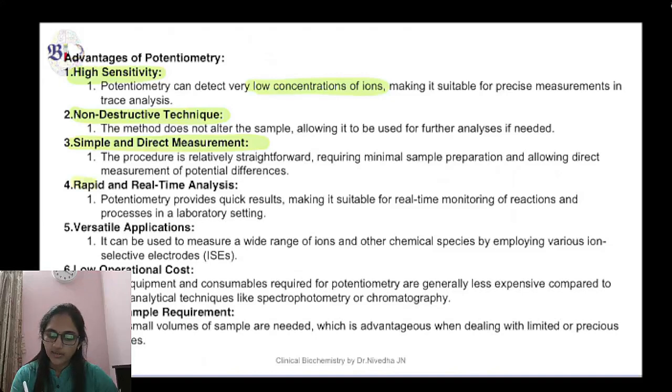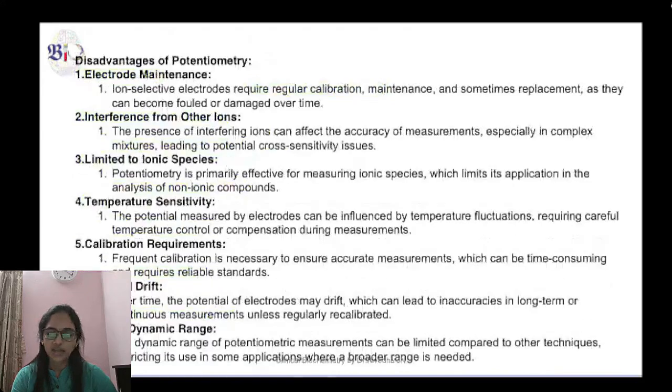And rapid and real-time analysis, yes. Versatile applications: you can use this for a wide range of ions. And low operational cost, so it's cost effective also. And minimal sample requirement. So these are the advantages.